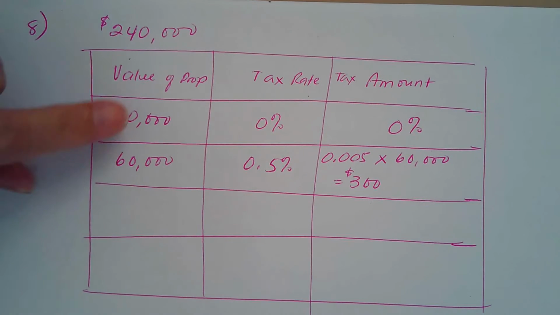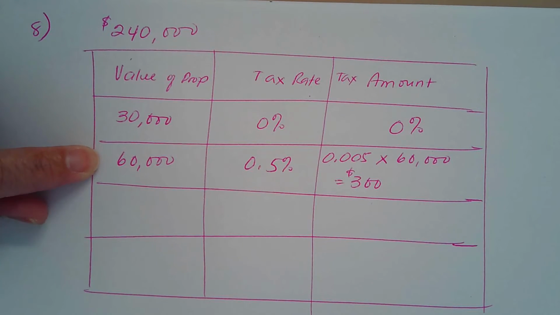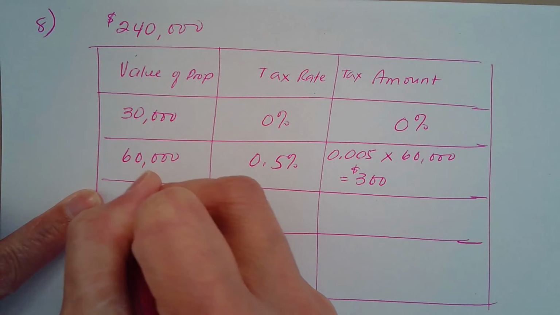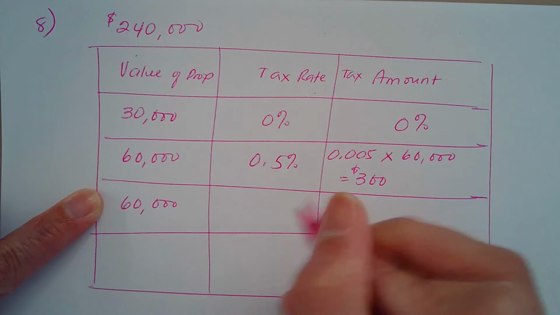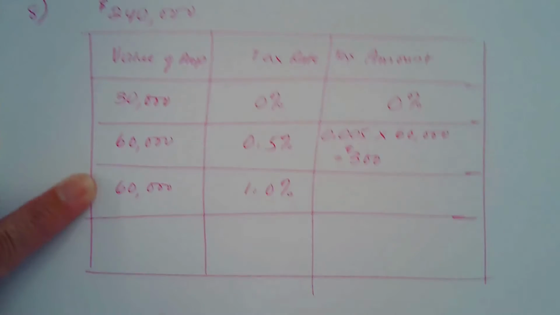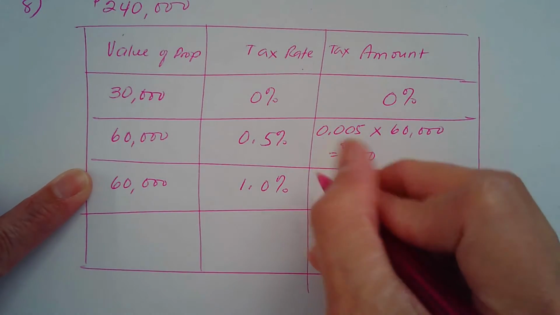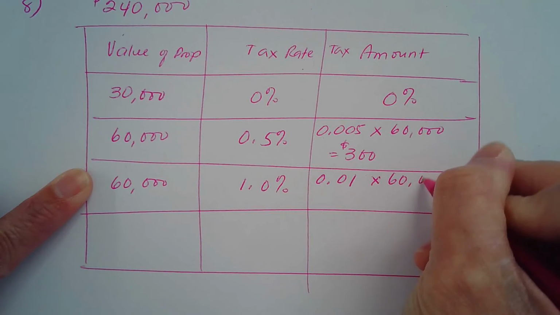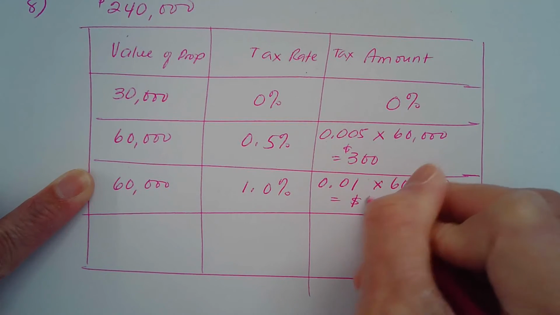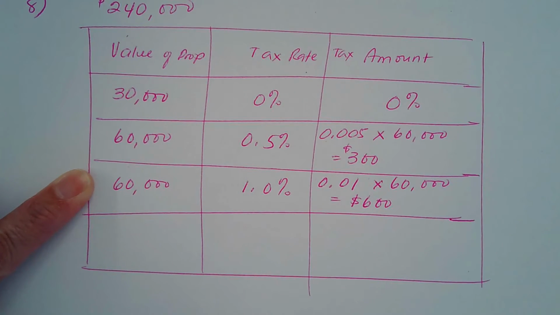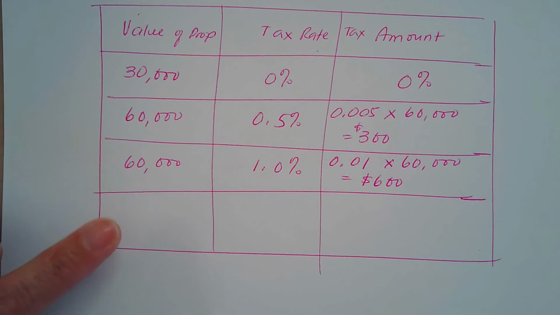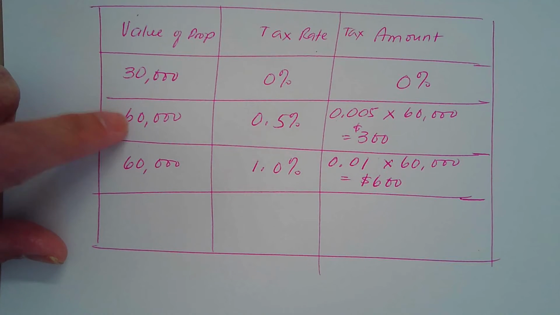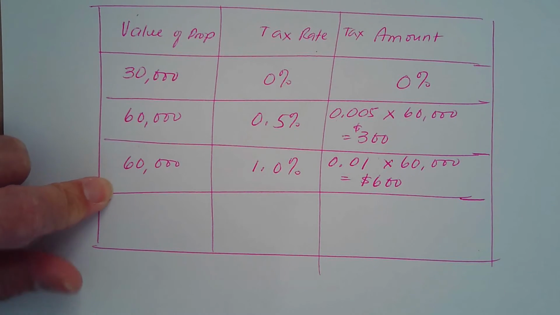Right now we're at 30 plus 60 is 90. Now what's the next one? The next 60,000 at 1%. So how much is that? 0.01 times 60,000. So that's going to be 600. And what's our running balance now? 30 plus 60 is 90, plus 60 is 150.